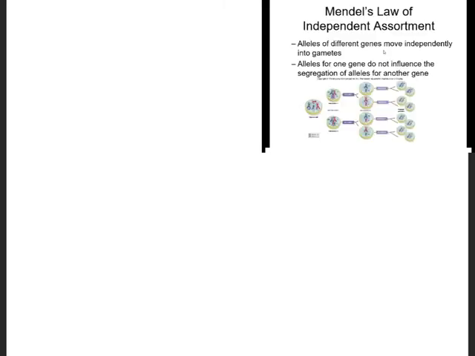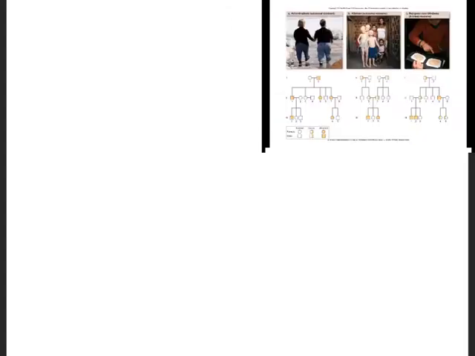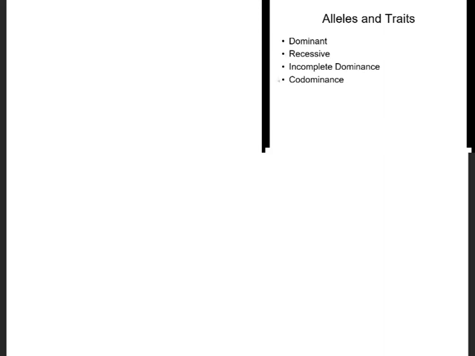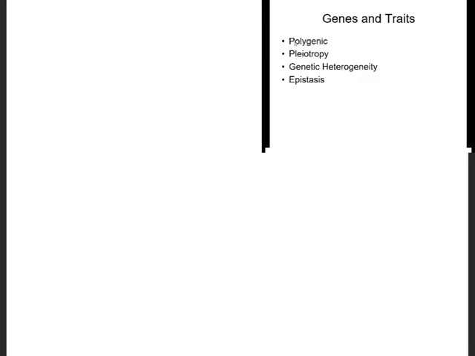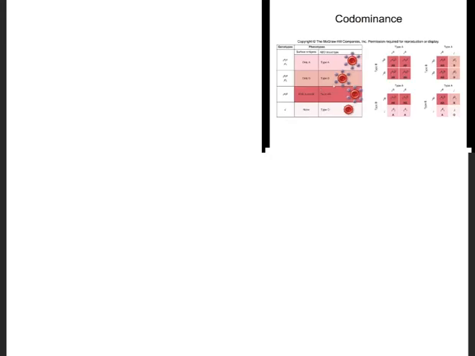Okay, that's one question. So make sure you know the difference between the law of segregation and the law of independent assortment. The other questions are going to be relationship questions between alleles and traits. So from this list, dominant, recessive, incomplete, codominance, and from this list, polygenic, pleiotropy, genetic heterogeneity, and epistasis, these are the concepts that are going to show up as the answers. I'm going to define one of these concepts, and you tell me which one I'm talking about. So again, just review back over what each one of these means.